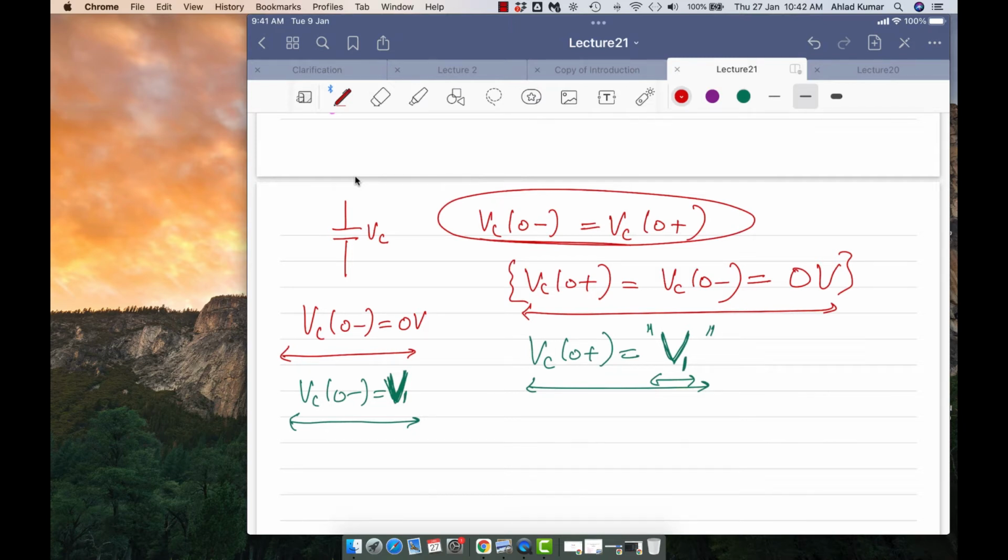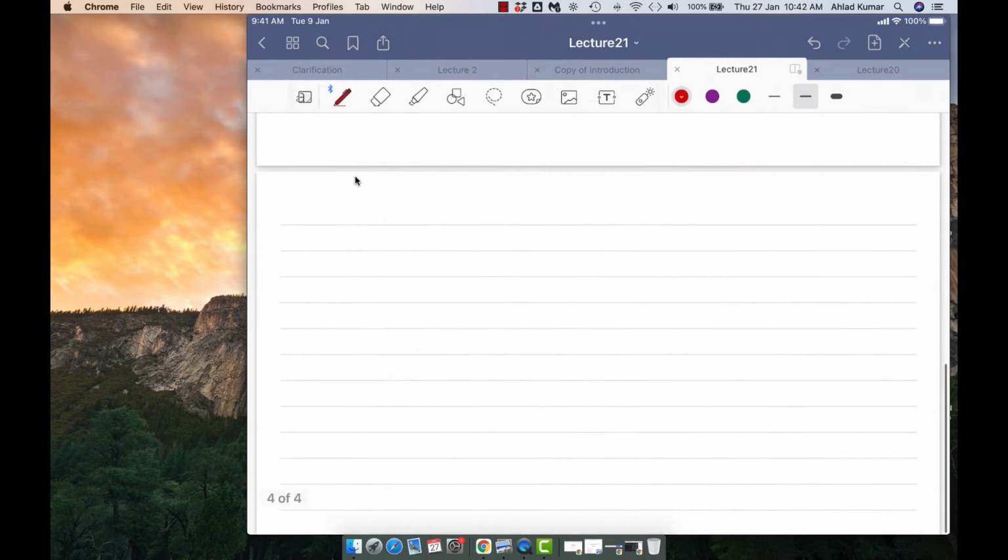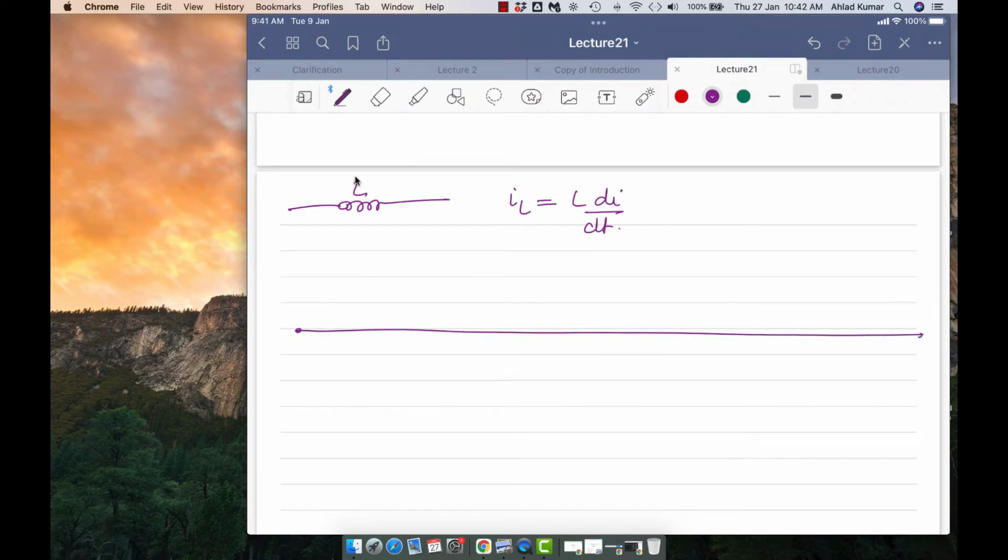Okay, so if there are no questions, then I will be going to the inductors. The second part is inductors here. So you know that voltage is L di by dt. Here, if I draw the time axis, this is 0, this is 0 plus, this is 0 minus, this is infinity, and this is minus infinity. So again, what will be the state of the inductor in the steady state? Can anyone tell? Who will tell me this? What will be the state of the inductor?